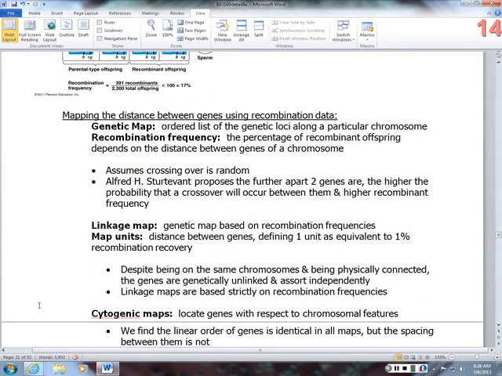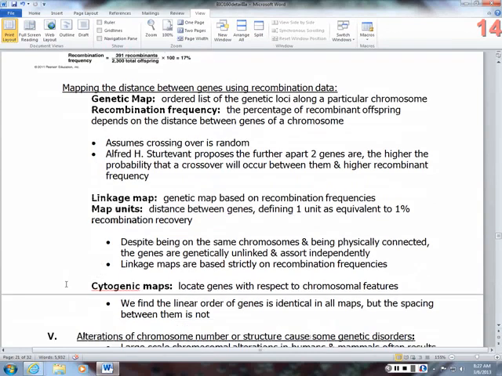So another type of map that we can do are linkage maps. This is a genetic map based on the recombination frequencies. The map units are the distance between genes. So 1 unit is equivalent to 1% recombination frequency. When you take the information from those maps, you can see, okay, this is the order we know they're in, and this is the relative distance of them based on how often they will recombine.